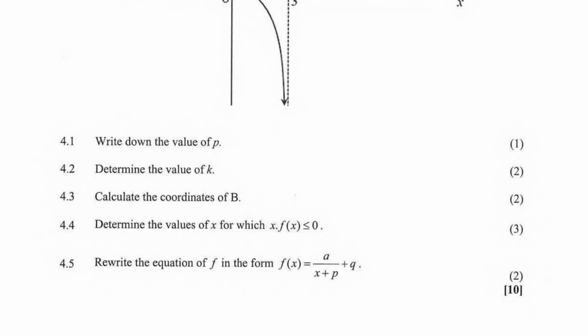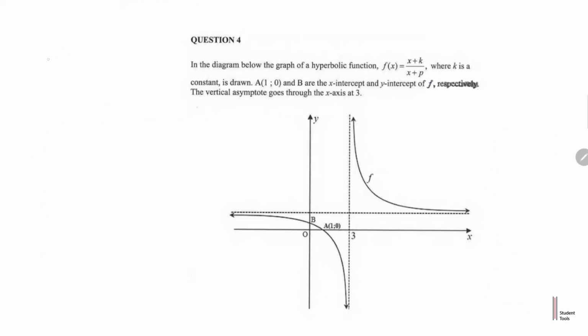Right, so here we have a question below 4.1 which says write down the value of p. We have this function f of x equal to x plus k over x plus p. So 4.1 requires that we find this value of p. So how are we going to find the value of p? This is a little bit different from the typical hyperbolas we know.